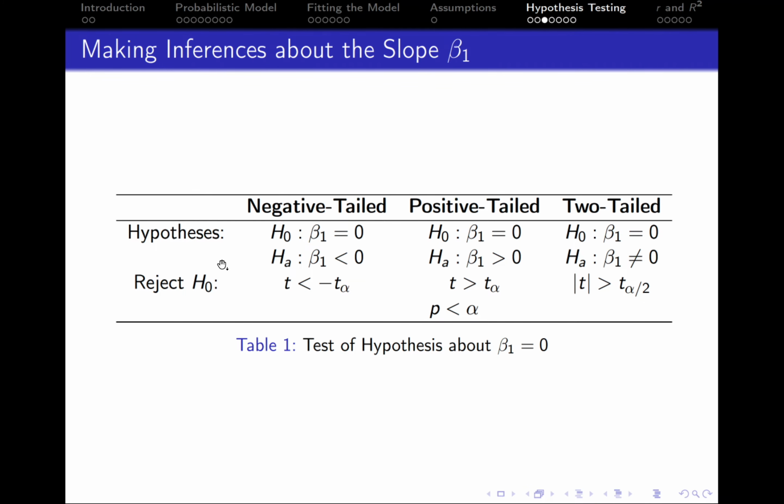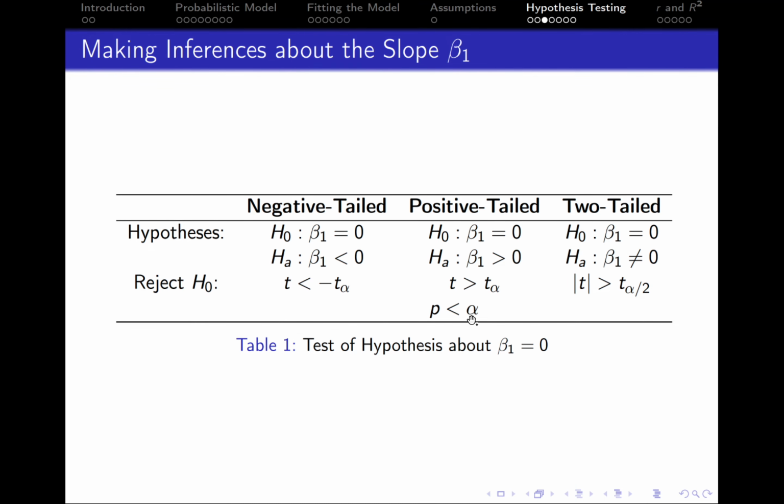And as always, we reject the null hypothesis when, in case of the negative-tailed test, the estimated t-statistic is lower than the negative value of the critical t-statistic at the significance level of alpha. We reject the null hypothesis for the positive-tailed test when the estimated t-statistic is higher than the critical t-statistic at the level of alpha. And as for the two-tailed test, we reject the null hypothesis when the estimated t-value in absolute terms is higher than the t-value at the level of significance alpha over 2.